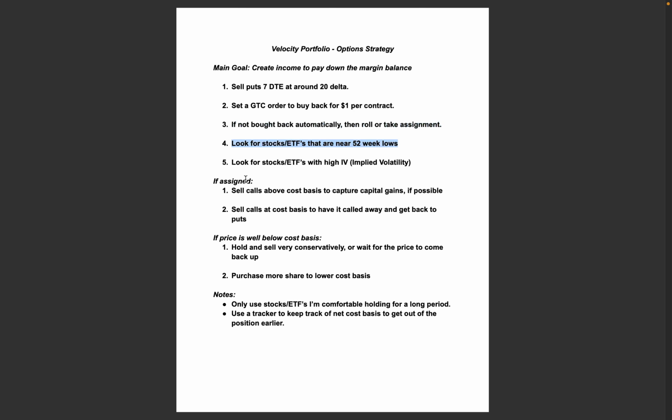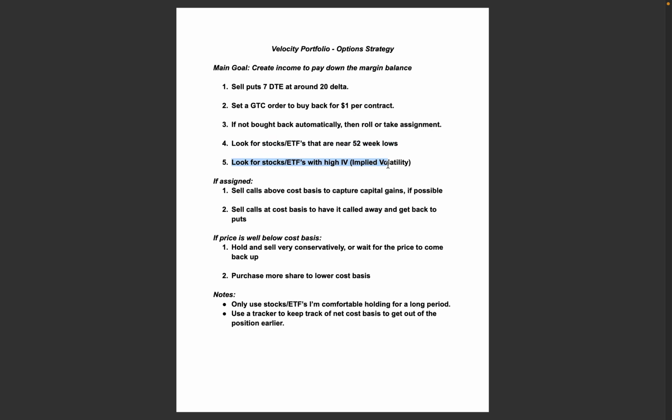Number four, I look for stocks and ETFs that are near 52-week lows. Most recently, I've been selling puts on Starbucks. It's pretty low compared to its 52-week high. And when Target had a bad earnings report a couple months ago, I was selling puts on it as well because it was so low. I think it was sitting around $90 a share. So I immediately started selling puts on it, and so far that worked out. I didn't get assigned. I've just been collecting premium from it.